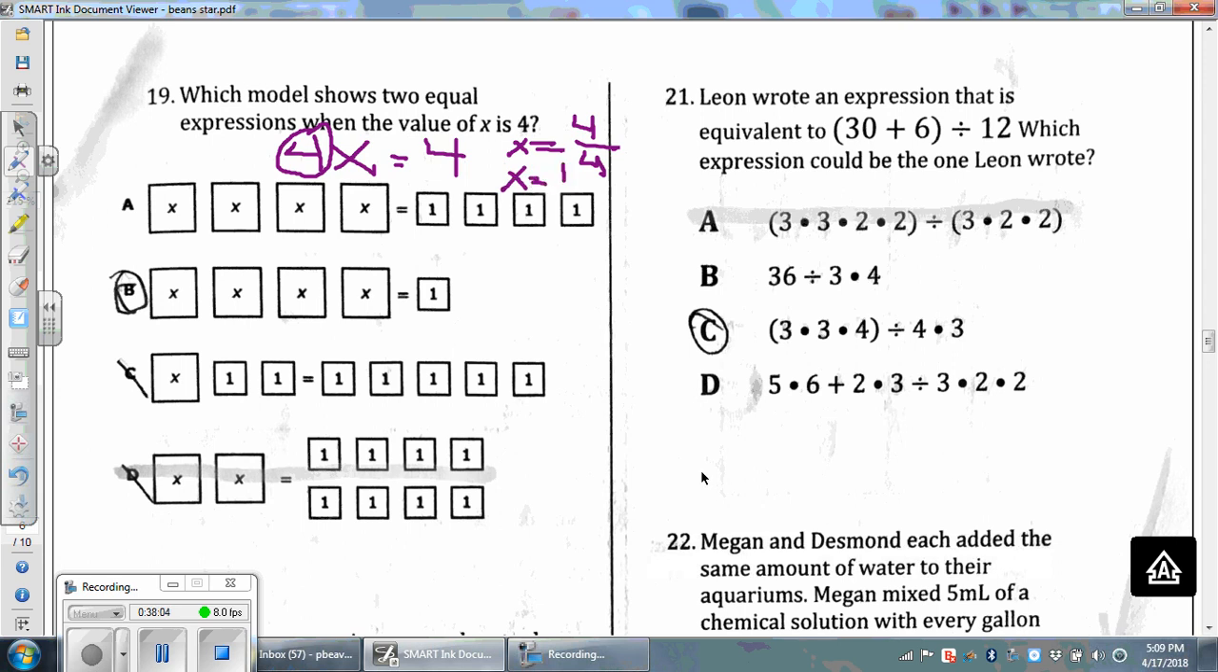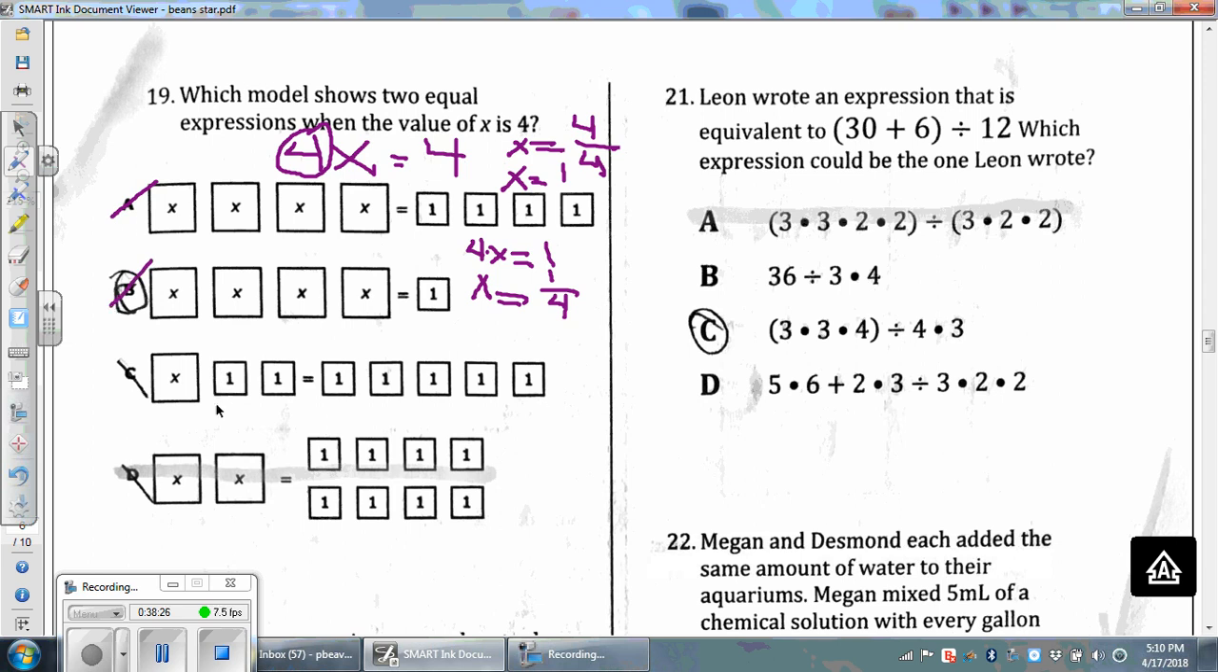So that's wrong. Now let's look at the next one. Here we're saying that 4x is equal to 1. So x is equal to, you already know the 4 is multiplying the x, so we're going to have to do the inverse operation, divide. So we get 1/4. So that is also wrong.